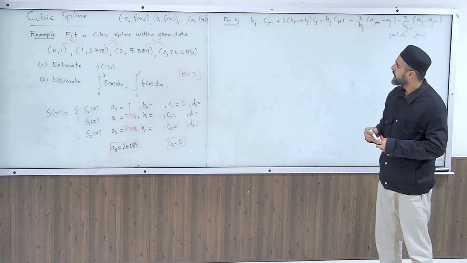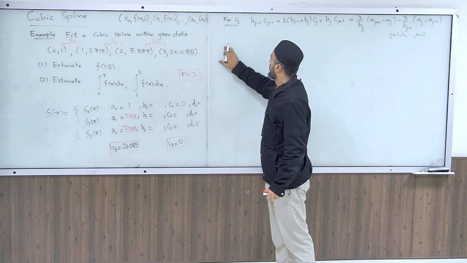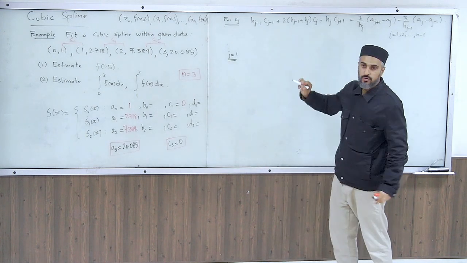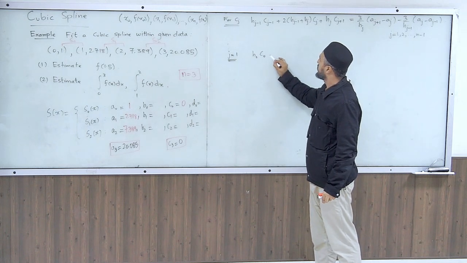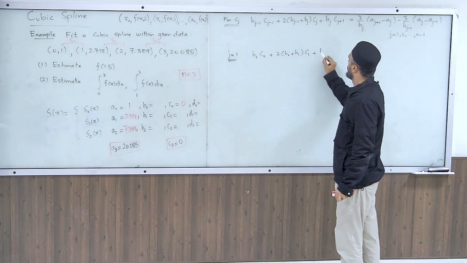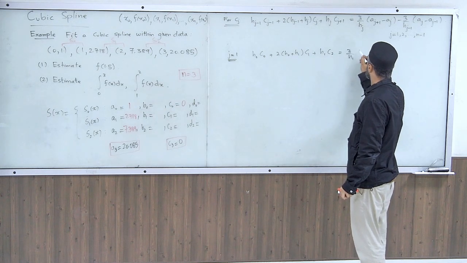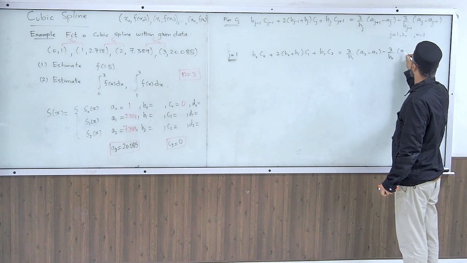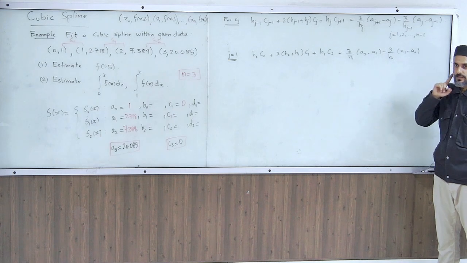Now, if j is equal to 1, let's try to do that. If j is equal to 1, it is h0 c0 plus 2 times (h0 plus h1) c1 plus h1 c2 is equal to 3 over h1 (a2 minus a1) minus 3 over h0 (a1 minus a0). Okay, you'll see it like this.